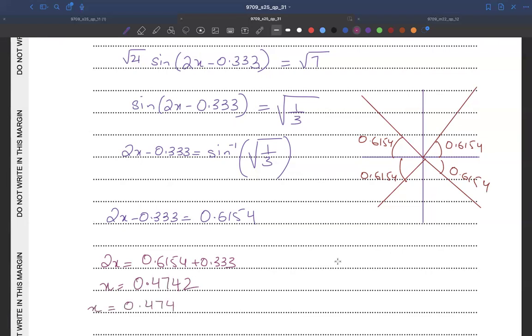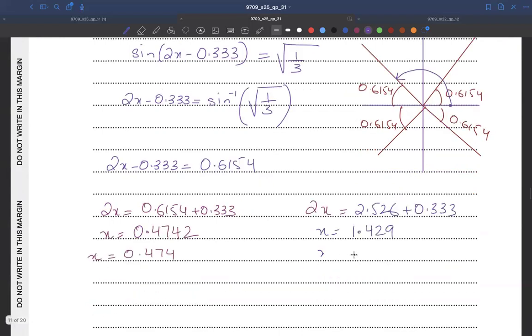And then our second answer would be 2x equals, first of all, this angle would be pi minus 0.6154. So pi minus 0.6154 equals 2.526. So 2.526 plus 0.333, and then we divide by 2, we get 1.429. And to three significant figures, that would be x equals 1.43.